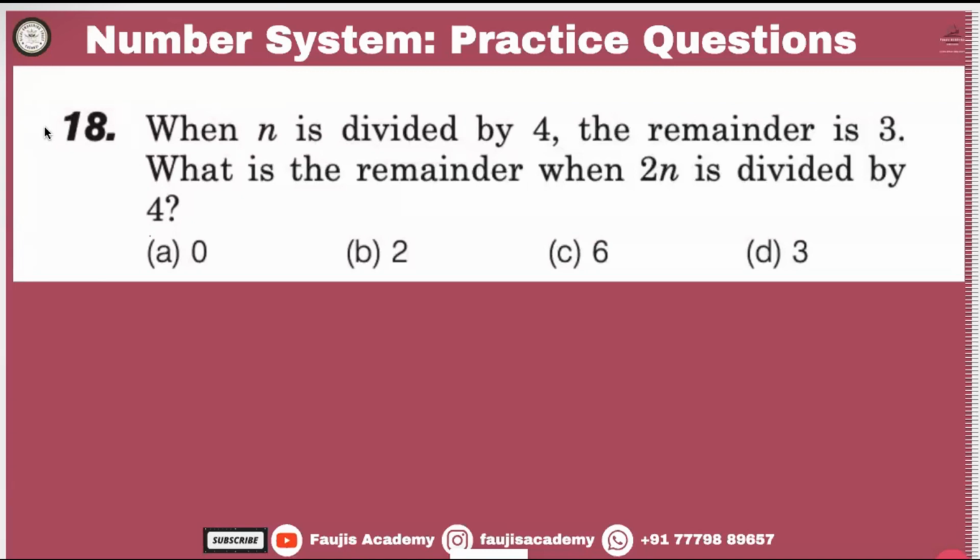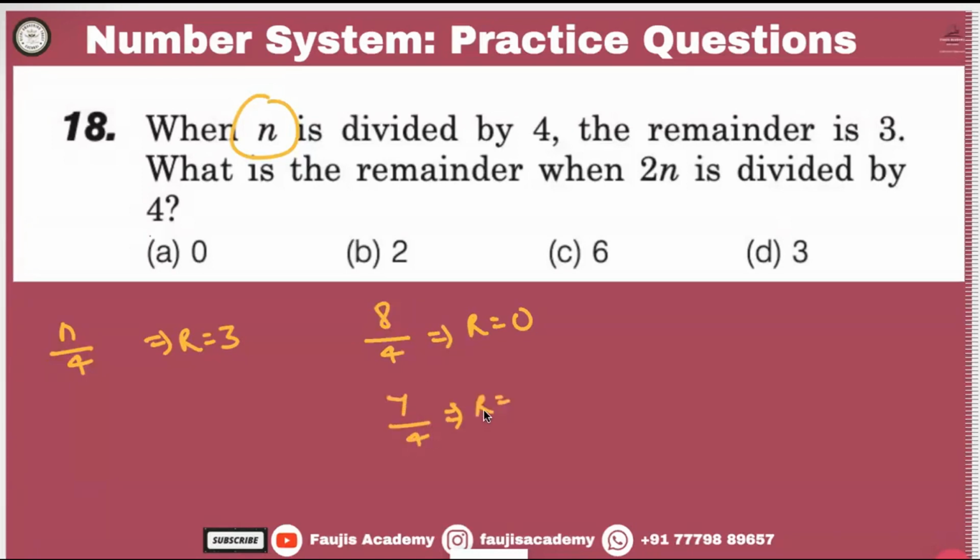When n is divided by 4, the remainder is 3. So what is that number n? If we divide 8 by 4, what is the remainder? Moilan and Mateshwaran. 0, right? Yes, sir. If we divide 7 by 4, what is the remainder? 3, sir. 3, right? If we divide 6 by 4, what is the remainder?